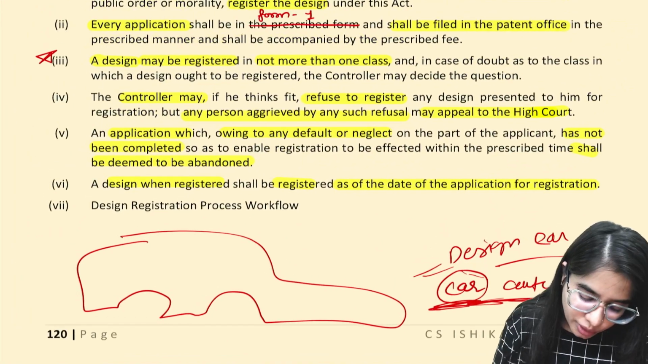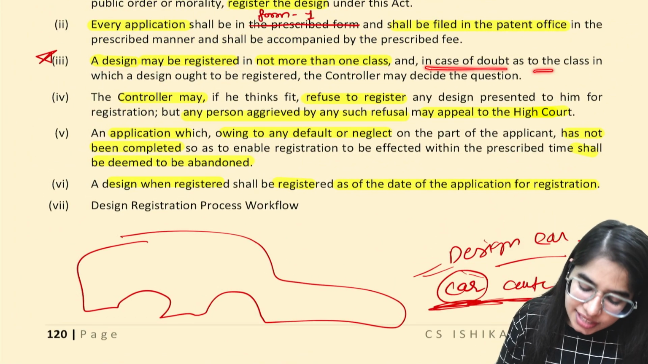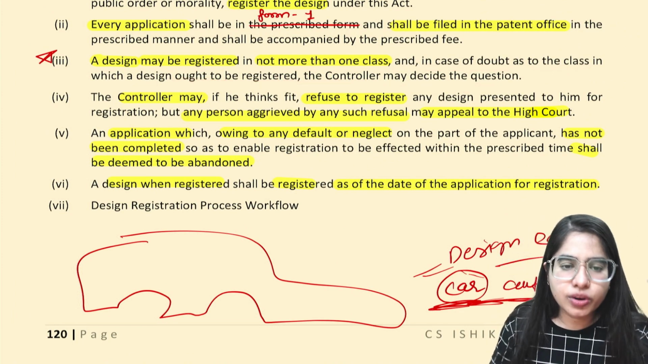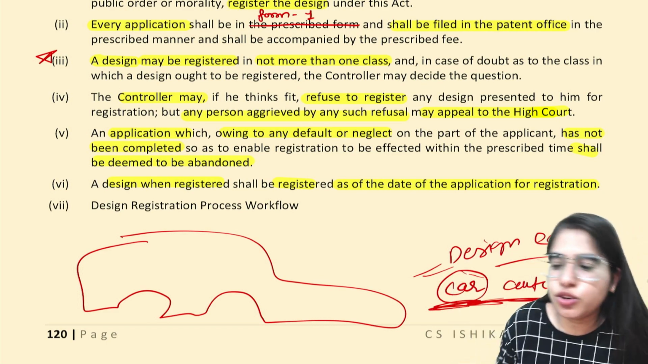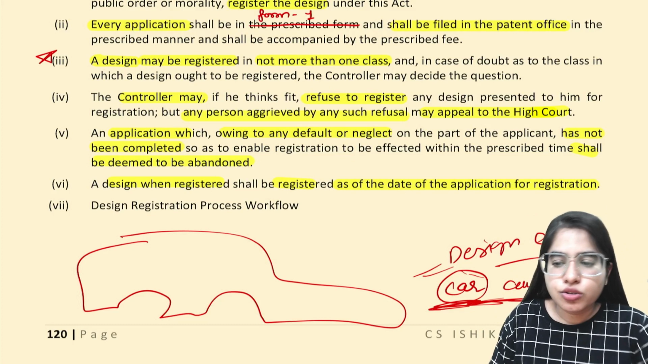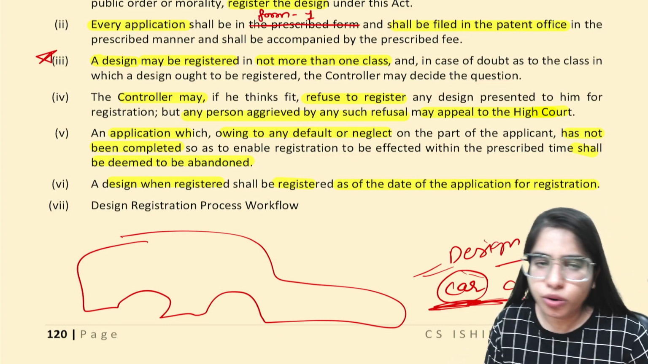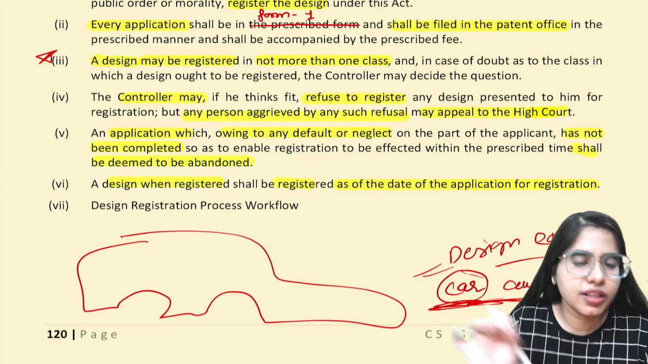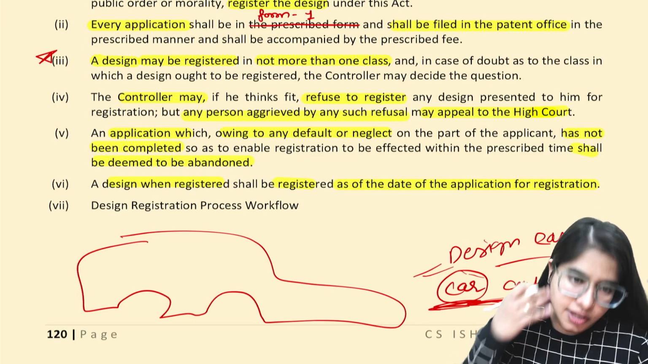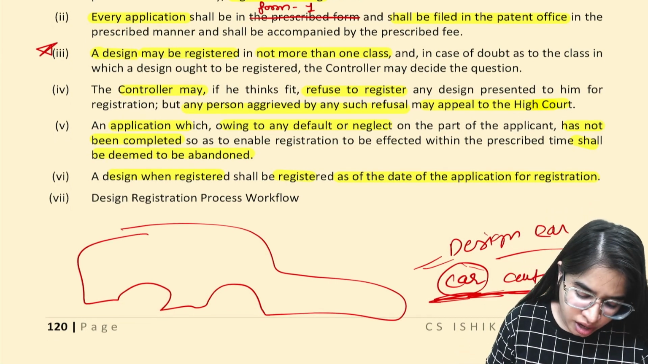So here one point is given: a design may be registered in not more than one class, and in case of doubt as to class, who will decide which class you can register in? The controller will decide. Meaning, if you're confused, let's say you made a bottle and you want to register the design of the bottle, which category will that bottle come under? If you're confused, then the controller can help you. The controller can inform you that your design of the bottle will be registered under this particular class. But you can register a design only in one class.